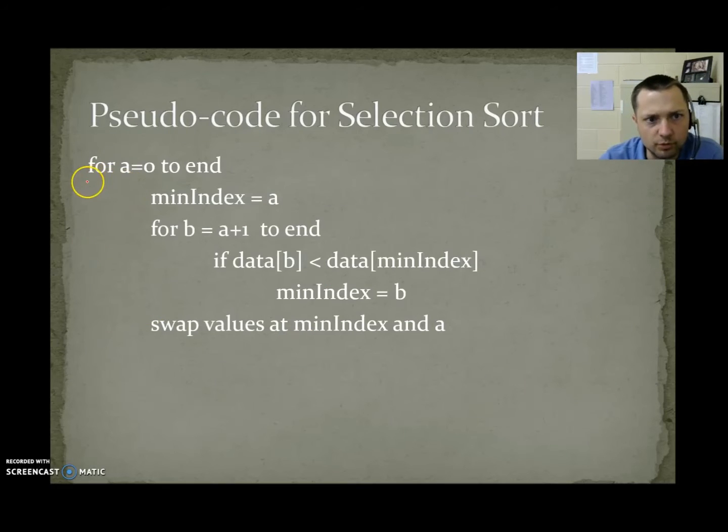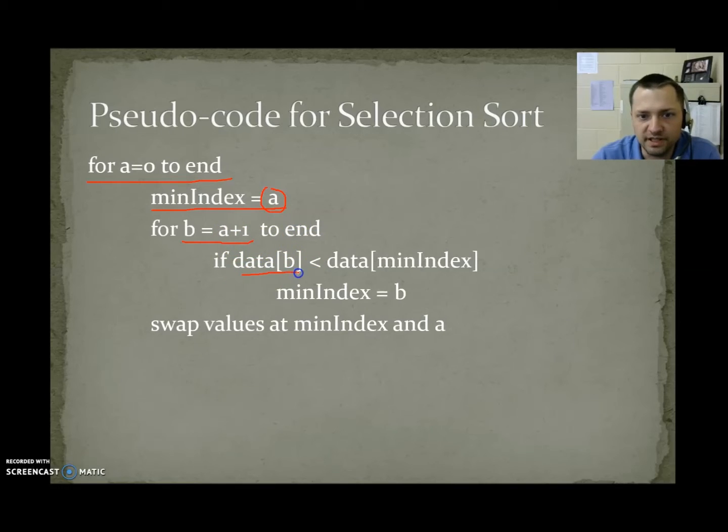The pseudocode. We work from 0 to the end, or the end minus 1. You do not actually have to process the end because it won't find anybody after it that's smaller than itself. We have to keep track of the location where the minimum is. We currently believe in the list the first value we look at will be the minimum, so location A is the minimum. Then we do a for loop that goes from A plus 1, everything after our current location, all the way to the end.